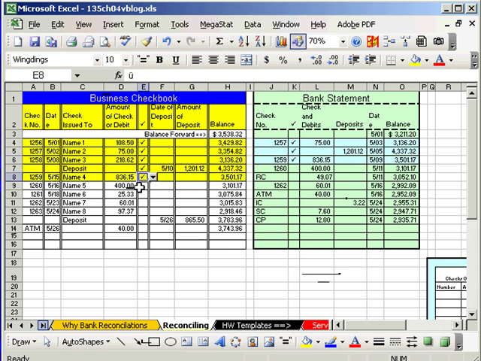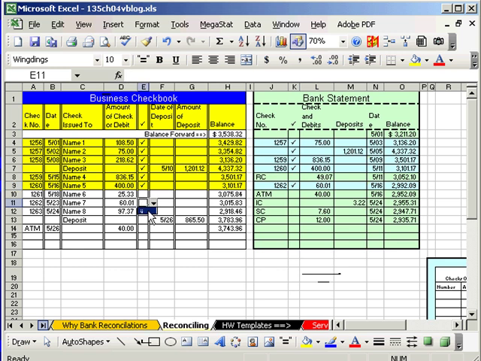What about this 400? Check 1260. Sure enough, 1260. Check 1261, I don't see it here. Okay, so that's something that we know about that they don't know about. Next item, 1262. 1262. Aha! And they're the same amount, so we can put a check mark by that.